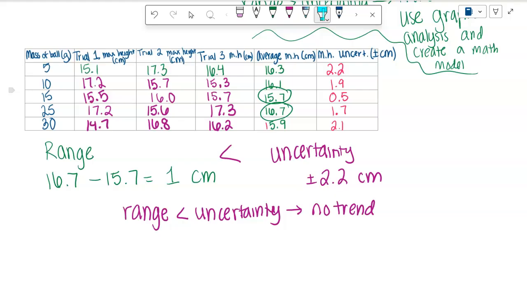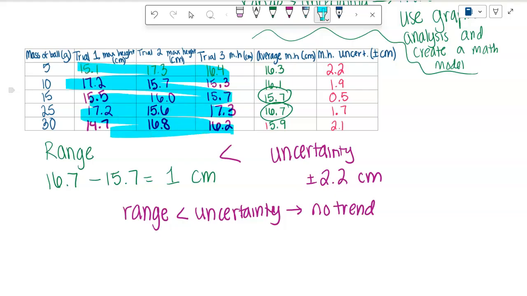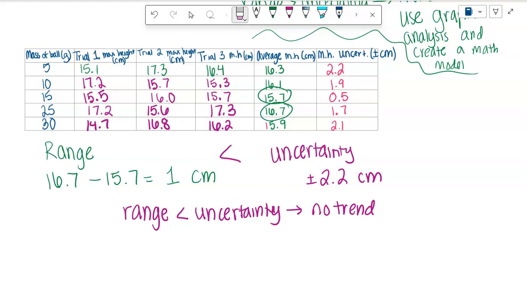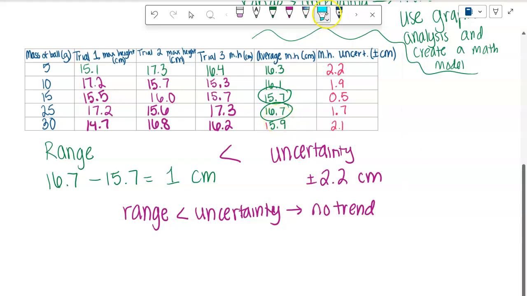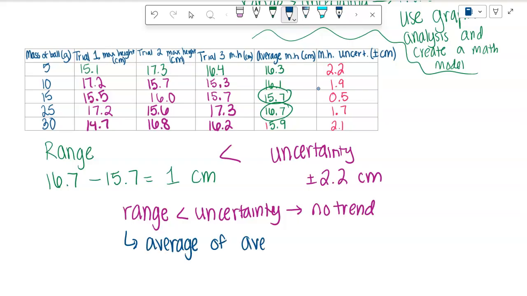Now, 2 ways you could do it. You could add up all of these numbers right here and divide them by 15 because we have 5 sets of 3. Or if you wanted to make it a little bit easier on yourself, you could actually just take the average of the averages. So that's what I'm going to go ahead and do. Average of averages.